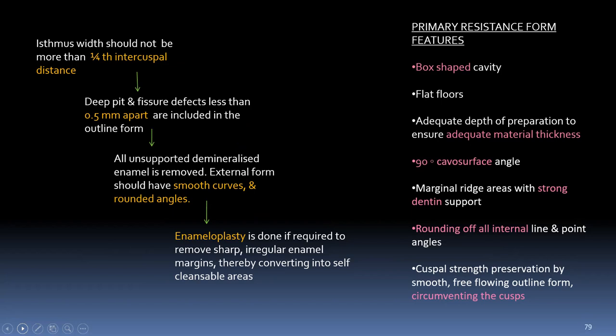All the unsupported demineralized enamel should be removed. External form should have smooth curves and rounded angles, and enameloplasty, as we have discussed, should be done if required, and this can remove the sharp irregular enamel margins, and that can be converted into a self-cleansible area. So the primary resistance form of a class 1 amalgam cavity includes the box-shaped cavity, flat floors, then adequate depth of the preparation. There should be adequate material thickness, then 90-degree cavosurface angle or a butt joint, then the marginal ridge areas with strong dentin support, rounding of all internal line and point angles, cuspal strength preservation by smooth free-flowing outline form and circumventing the cusp.